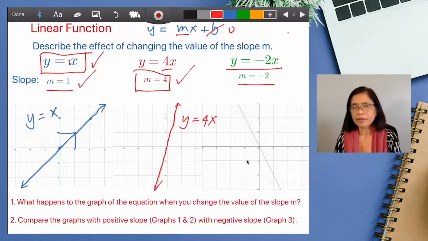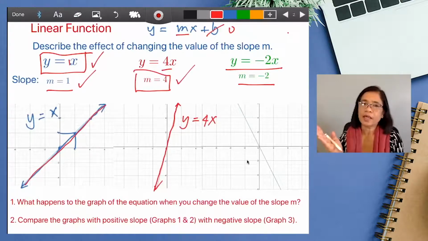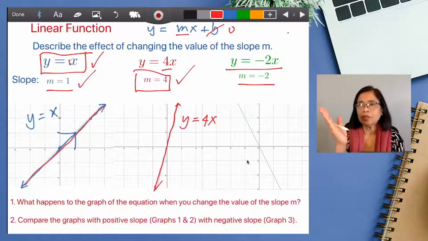Okay, write down your answer in your notebook, and let's see how your answer compares to mine. So if we have y is equal to x, notice that compared to the line y is equal to 4x, in terms of steepness, y is equal to x is flatter compared to y equals 4x.